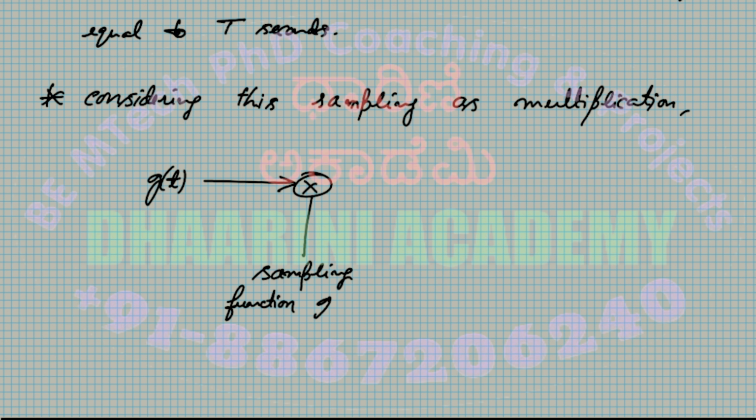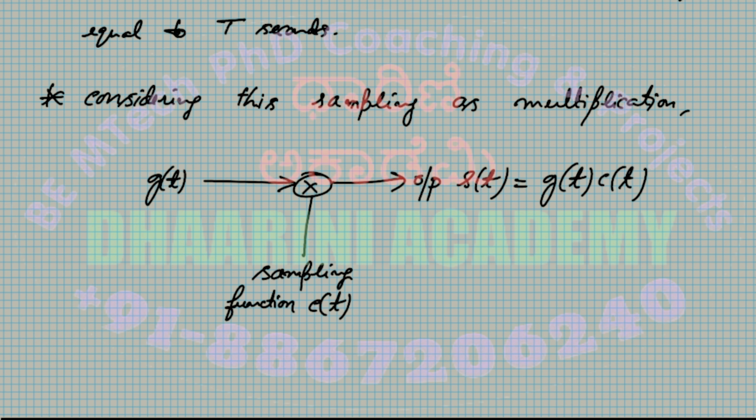I already gave g of t over there, so let's try to change the name. Instead of g of t, I'll call this function, say, c of t. So we have the output. I think I gave the name s of t over there. So s of t is equal to, it's a simple multiplication, g of t with c of t. Now let us look at c of t, where c of t is a sampling function, a sampling waveform with the period capital Ts.